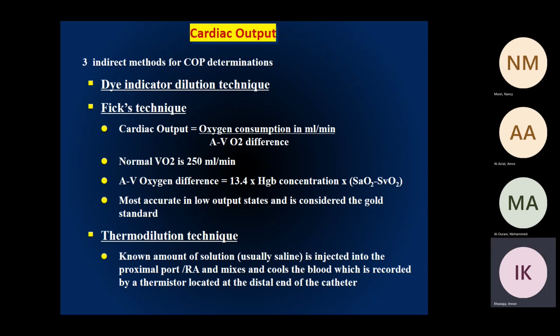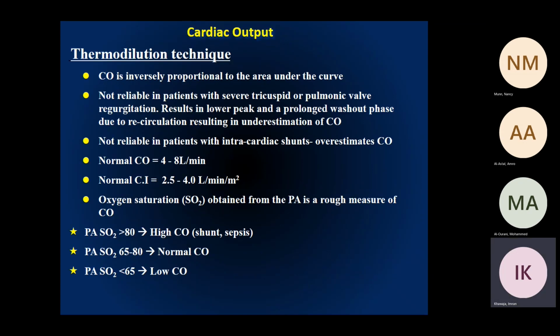Now, this has limitations. If you have someone with a VSD, your measurement is not valid. If you have a patient with a tricuspid regurgitation, your cardiac output measurement using the thermodilution is not going to be accurate, because the blood will come back to the right atrium and you won't be able to rely on the temperature difference.